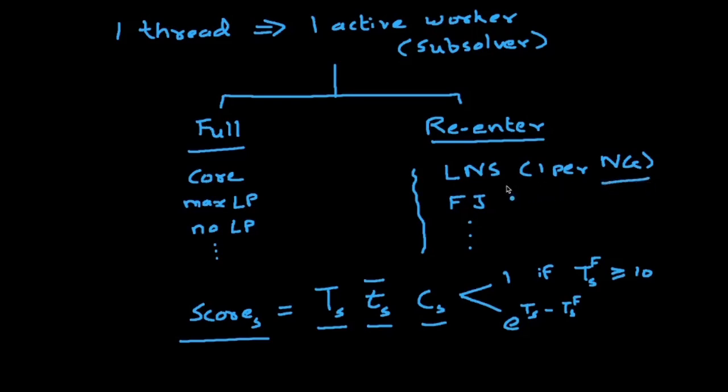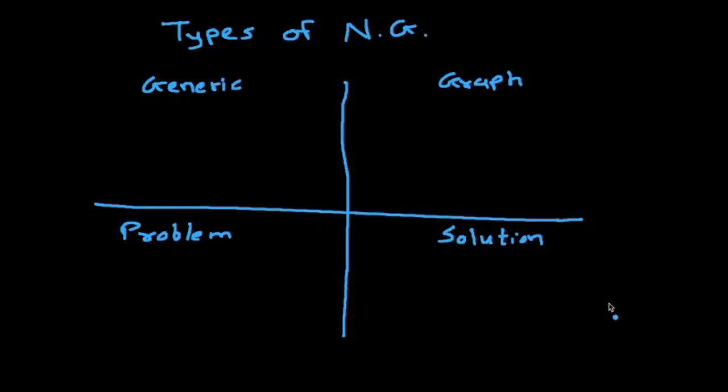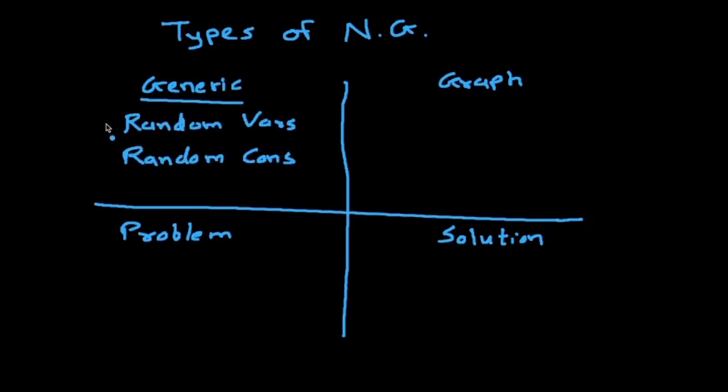There is one LNS subsolver per neighborhood generator. In the CPSAT solver, there are many types of neighborhood generators. I'm broadly categorizing them into these 4 categories. In the generic category, we have 2 neighborhood generators. They don't depend on the problem structure, therefore they are called generic. This one basically randomly relaxes a bunch of variables from a given solution, and then the other variables are fixed to the solution values that we are looking at, and that's the neighborhood.